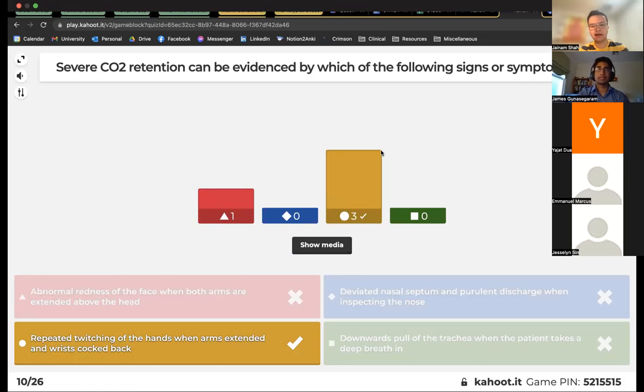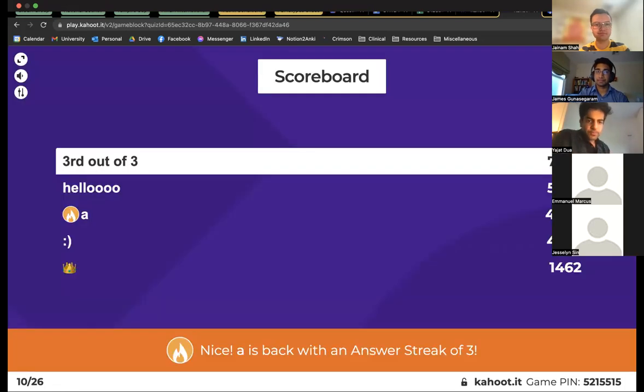Deviated septum. I've kind of just put deviated septum and purulent discharge together. They don't really match that well. Deviated septum is just a potential sign of obstruction, and purulent discharge could be a sign of infection. And then downwards pull of the trachea is called tracheal tug. And that is classically due to some sort of fibrosis that's keeping the trachea in a position while the patient is moving around, if that makes sense. So the answer here is definitely going to be yellow. Well done.